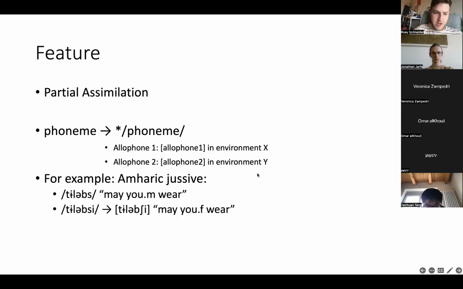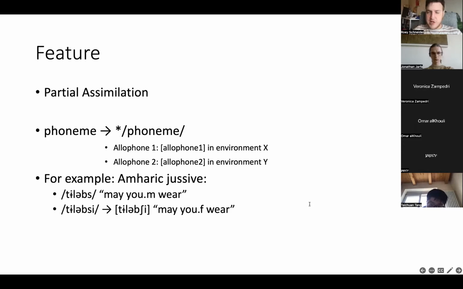Okay. For example, from Amharic, the jussive or any other prefix conjugation, there is this palatalization that is a rule of some consonants before the E vowel. So S and Sh can be allophones of the phoneme S. So tilibs, you wear, may you wear, as opposed to tilibshi, may you wear, feminine.